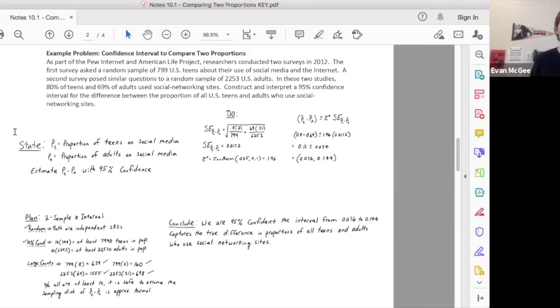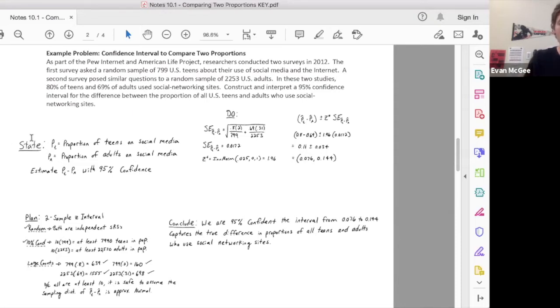In these 2 studies, 80% of teens and 69% of adults use social networking sites. Construct and interpret a 95% confidence interval for the difference between teens and adults who use social networking sites. So we've got 2 populations we're interested in: adults and teens, 2 separate populations. And we want to know the parameter of interest, the proportion who use social networking sites.